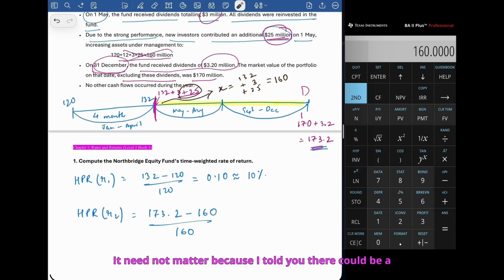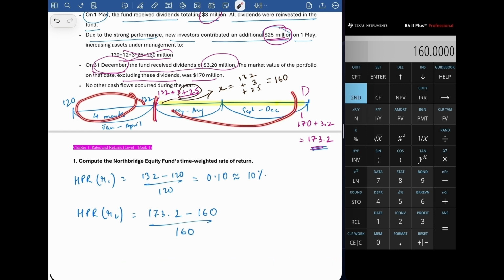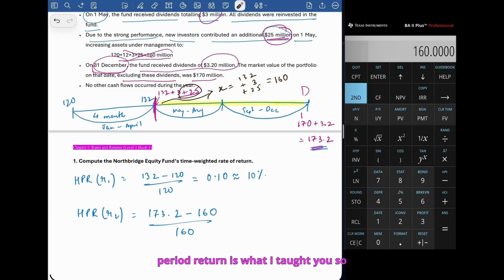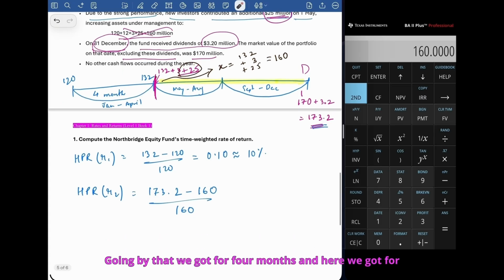It need not matter because I told you there could be a certain time period, as I have explained to you before, wherever there is an addition or withdrawal. So because of that, you divide the time period into the relevant time segments, and for those segments you calculate holding period return, is what I taught you. So going by that, we got this for 4 months and here we got it for 8 months.